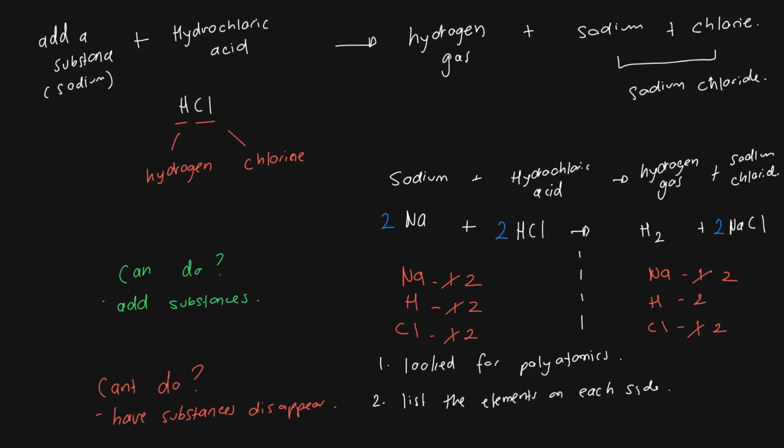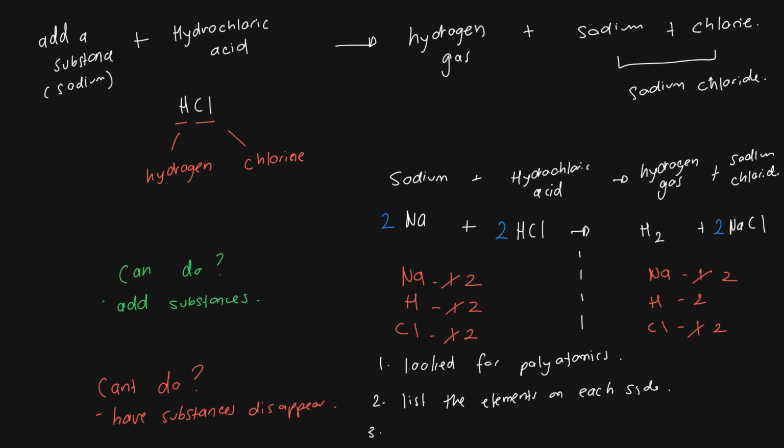So we know that we need 2 sodium for every 2 hydrochloric acids. Okay? And that will make a hydrogen gas molecule as well as 2 sodium chloride compound molecules. Okay? Sound good? Yeah. So let's add that third step.